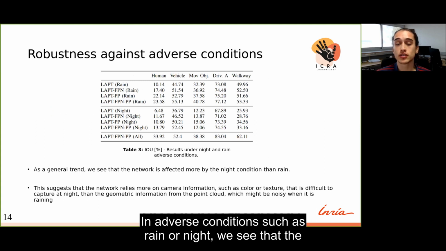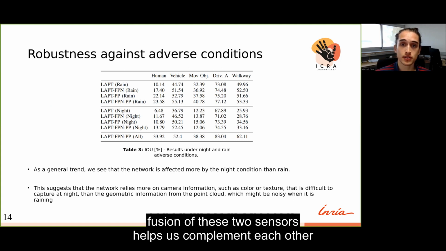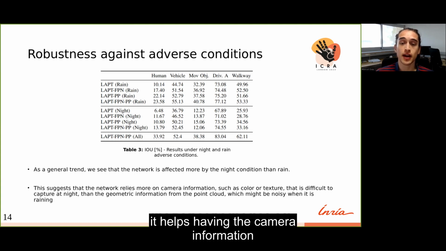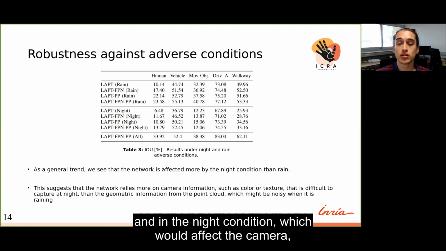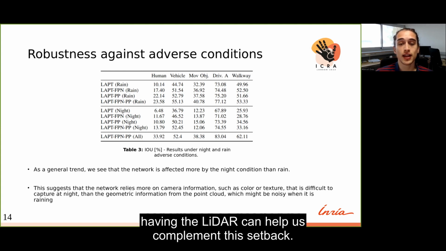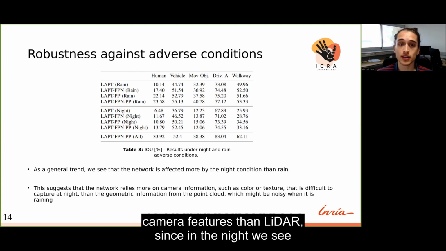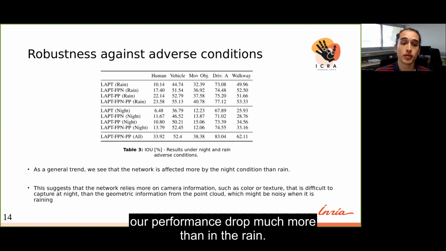In adverse conditions such as rain or night, we see that the fusion of these two sensors helps us complement each other. For example, in the rain condition, which will affect LiDAR, having the camera information helps, and in the night condition, which would affect the cameras, having the LiDAR can help us complement this setback. But overall, we see that the network is more reliant on camera features than LiDAR, since in the night we see our performance plummet much more than in the rain.